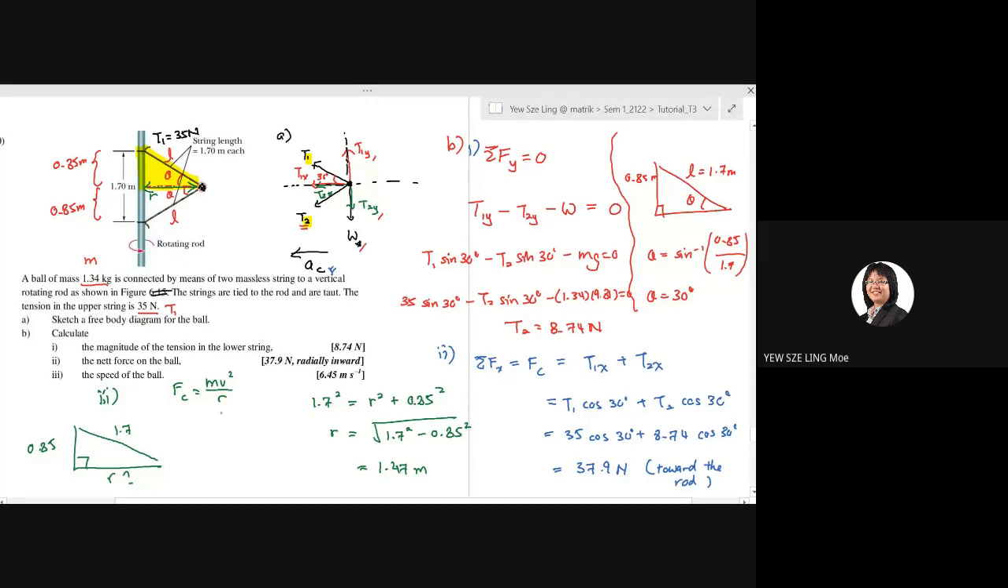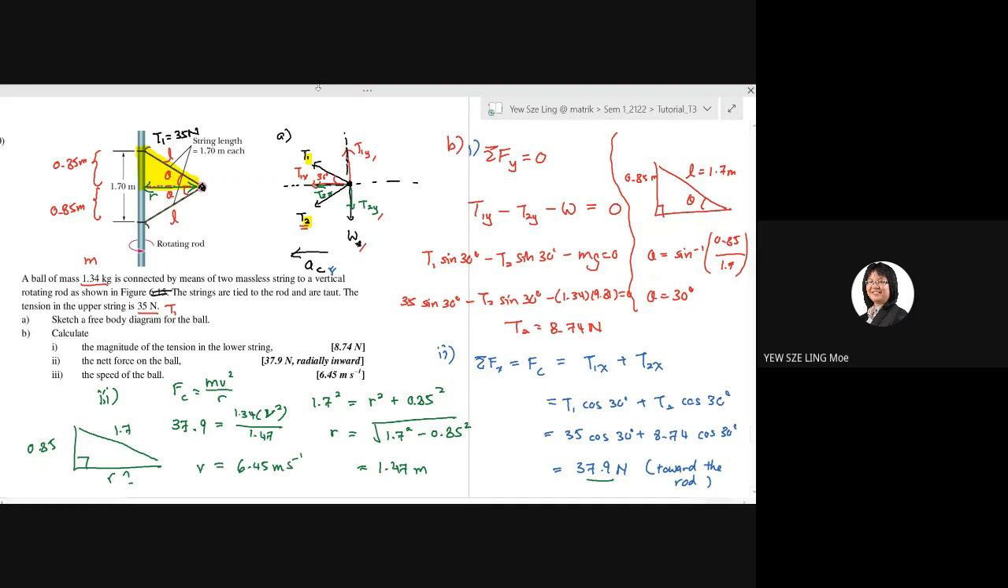So now I can plug it into the equation. Fc, I have just now 37.9. So 37.9 equals to 1.34 times, no, the v is the thing that we want to calculate, so v squared divided by 1.47. Rearrange the equation, v is then equal to 6.45 ms negative 1. So this is how you solve it.